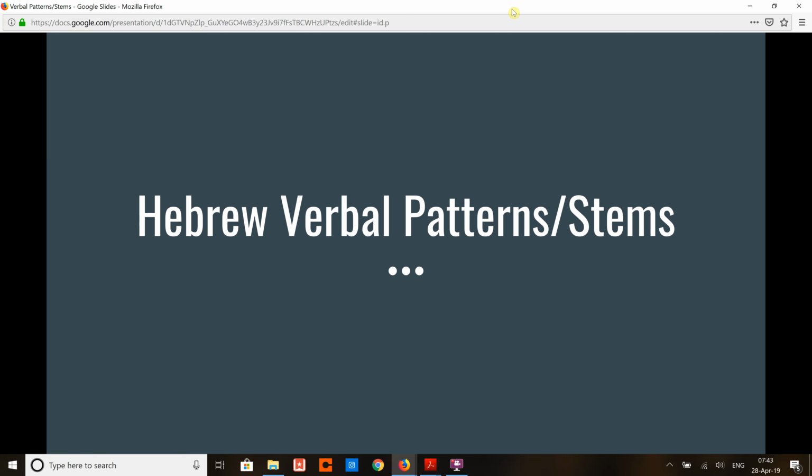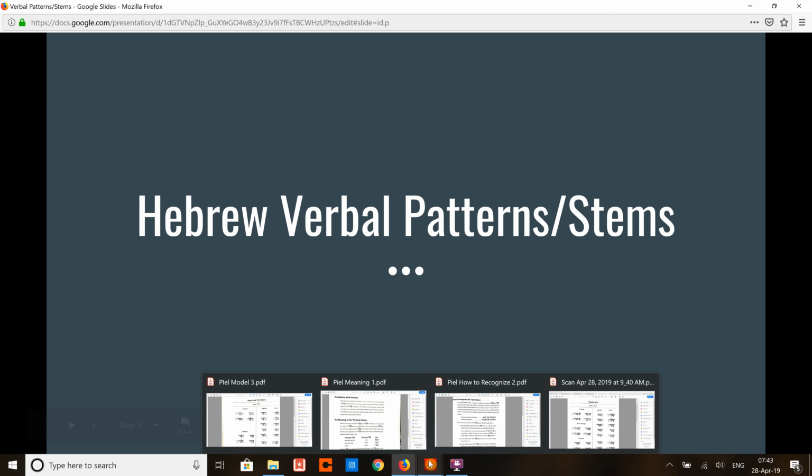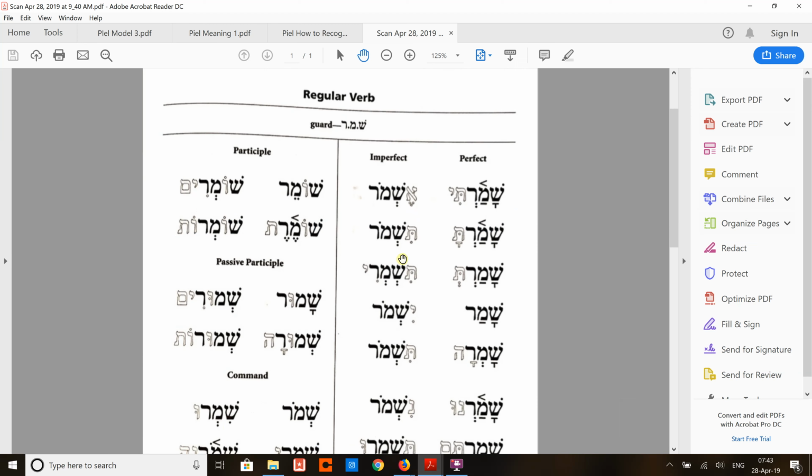and this lecture in particular is going to focus on Hebrew verbal patterns, or sometimes they're called stems. Now, let's be clear about one thing. We all have been working with a single Hebrew stem, and we call it the pa'al. Let's look at it.